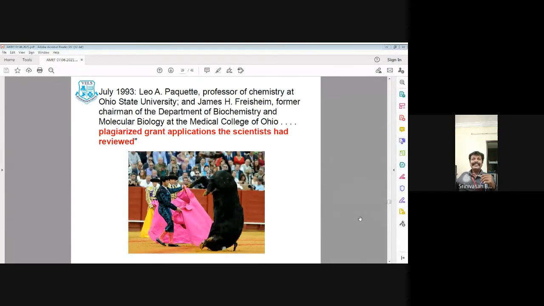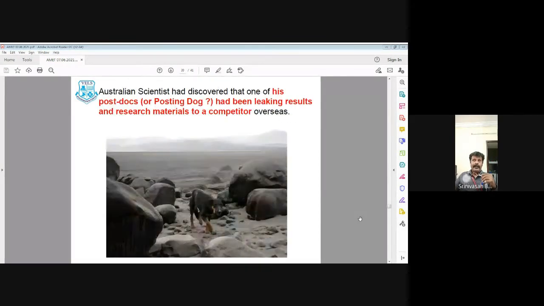Right. Plagiarized grant applications, which the scientists had reviewed. For example, if I review a project, after seeing the interest, I keep it aside. Later, I may write a project on this same title and finally get the funding. This is called a plagiarized grant application. Then there were Australian scientists where one of the postdocs was leaking results or research material to the competitors. These are all considered not ethical.